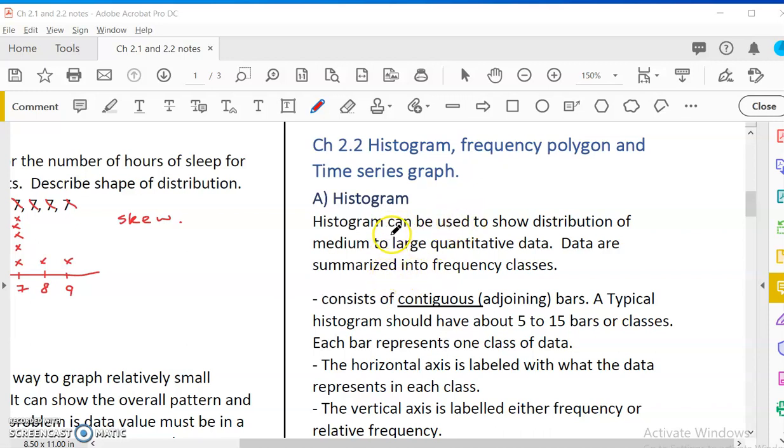So what is a histogram? A histogram is very similar to a dot plot, where you show the distribution of data by stacking the data vertically, but you would use a class instead of just one number. Histograms are used to show the distribution of medium to large quantitative data, and data are summarized into frequency classes.